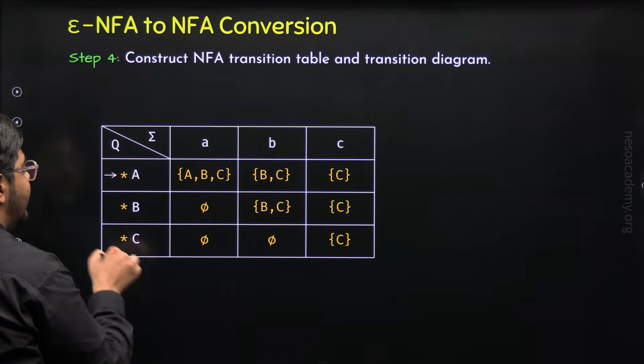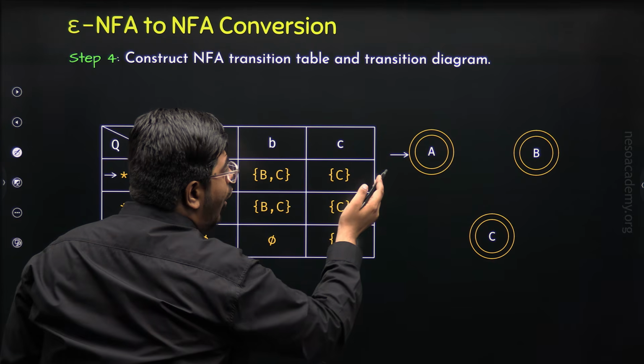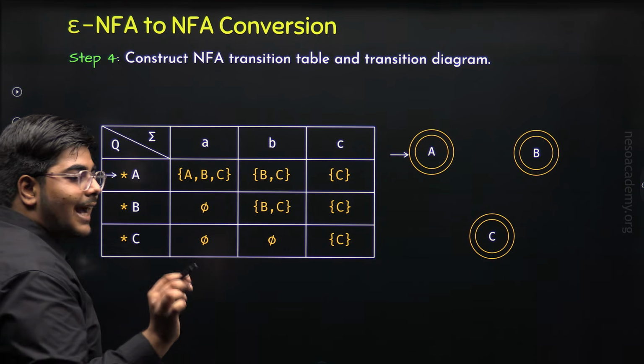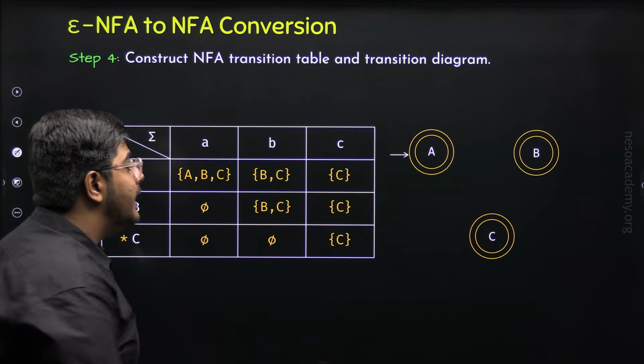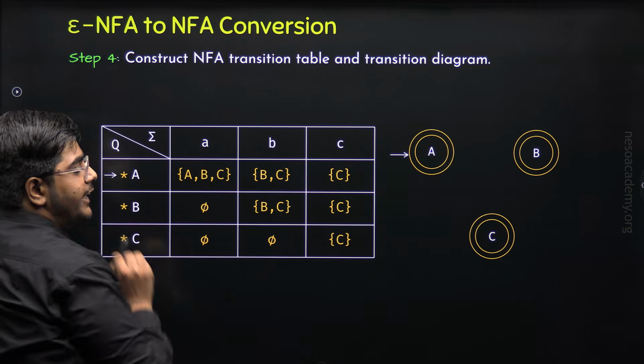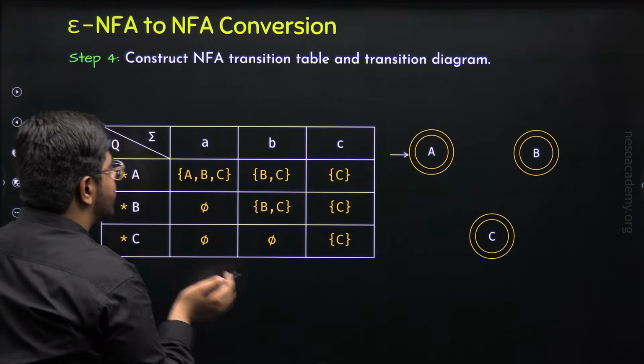So we have 3 states, A, B, and C. Here you can see we have 3 states. All 3 are final states. That is why we have represented all these states with the double circle. A is also the initial state of this NFA. Now we simply need to construct all the transitions.